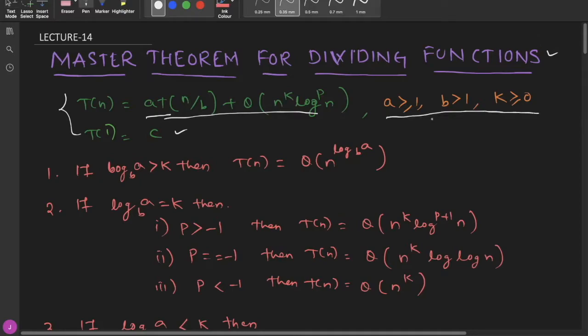Some criteria are there. a must always be greater than or equal to 1, b must always be greater than 1, and k must always be greater than or equal to 0. So these three are the constants given. You have to remember what the constants are for master theorem, otherwise you can't apply master theorem in each and every recurrence relation. You will be getting a wrong value.